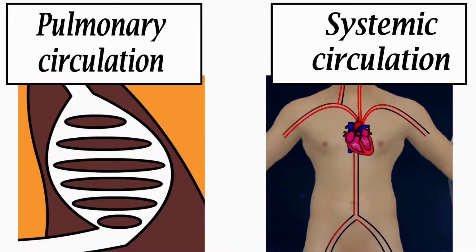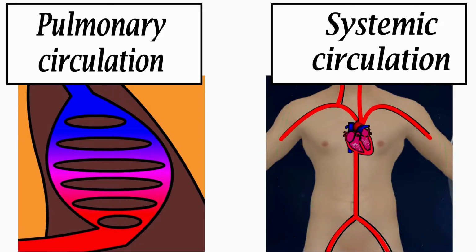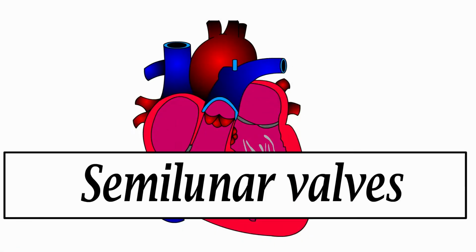The ventricles open into the circulatory system, the right into the pulmonary circulation and the left into the systemic circulation. These openings are guarded by the semilunar valves.